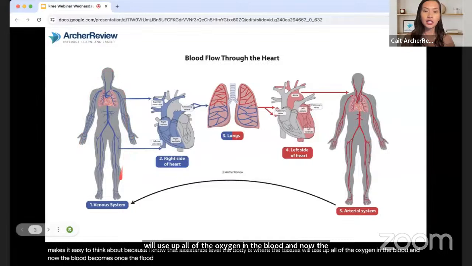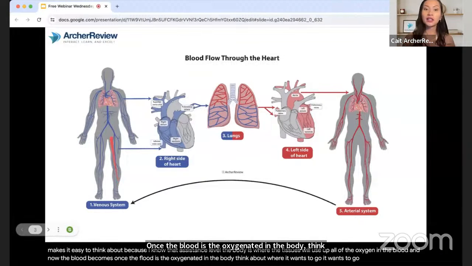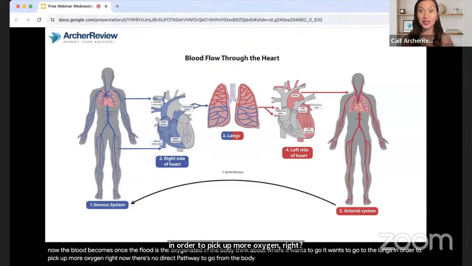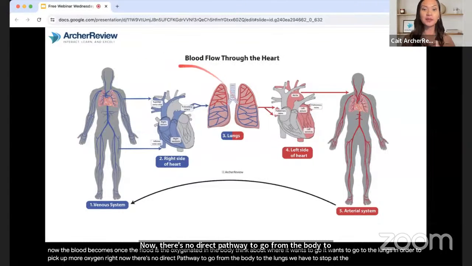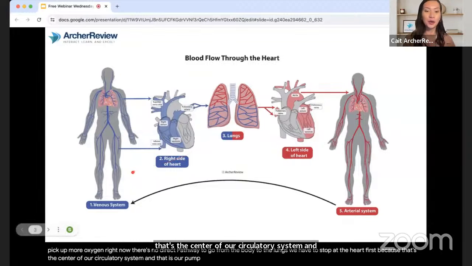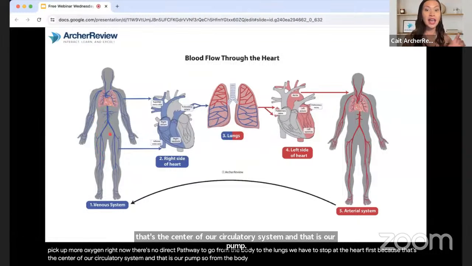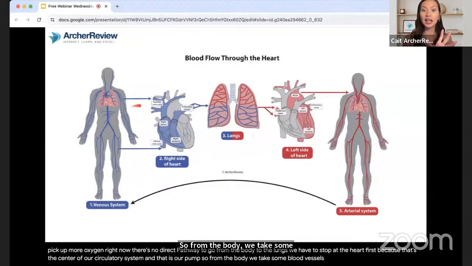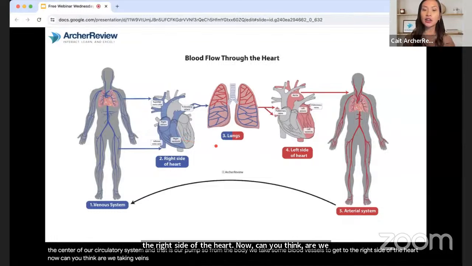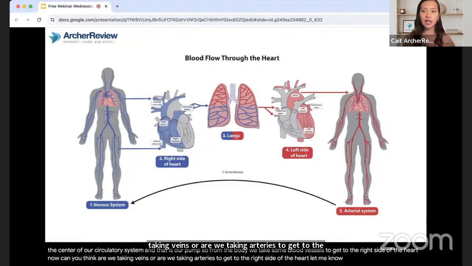Once the blood is deoxygenated in the body, think about where it wants to go. It wants to go to the lungs in order to pick up more oxygen, right? Now, there's no direct pathway to go from the body to the lungs. We have to stop at the heart first because that's the center of our circulatory system, and that is our pump. So from the body, we take some blood vessels to get to the right side of the heart. Now, can you think, are we taking veins or are we taking arteries to get to the right side of the heart? Let me know in that Q&A box.